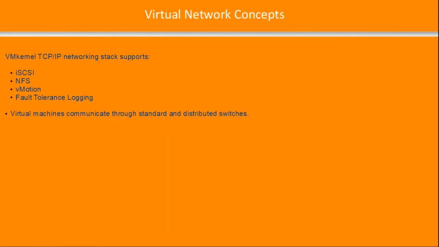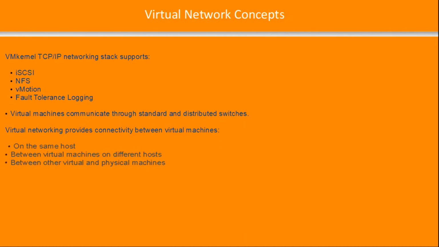Virtual machines communicate through standard and distributed switches. Virtual networking provides connectivity between virtual machines, and there are multiple flows. It can be on the same host, it can be between virtual machines on different hosts, and it can be between virtual machines and physical machines on the external network. All these different flows are possible with a combination of all the network components we've reviewed so far in the virtual networking.